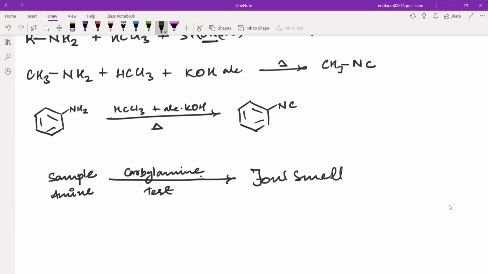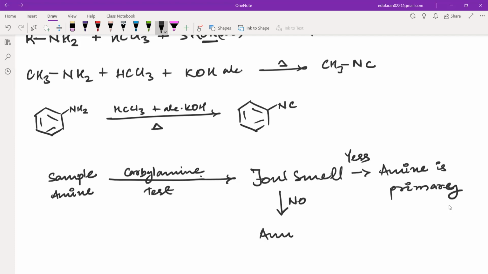If you get foul smell, then the amine is primary, right? If foul smell is yes, it is primary, and if it is no, then the amine is either 2 degree or 3 degree. Is this clear? Yes or no?